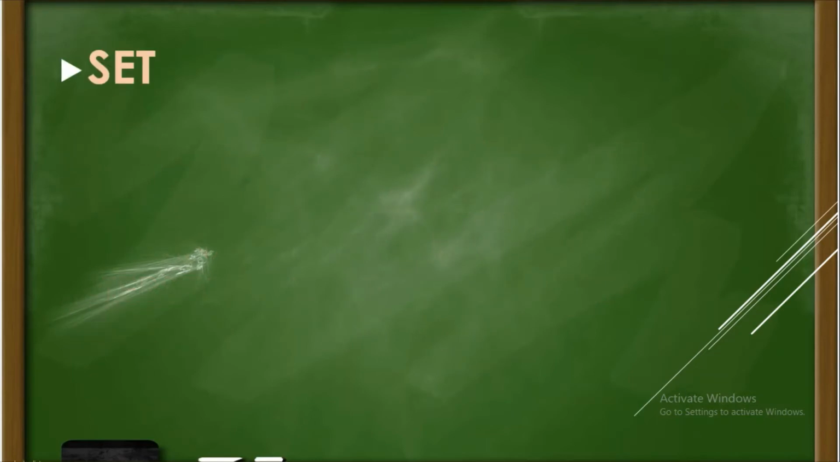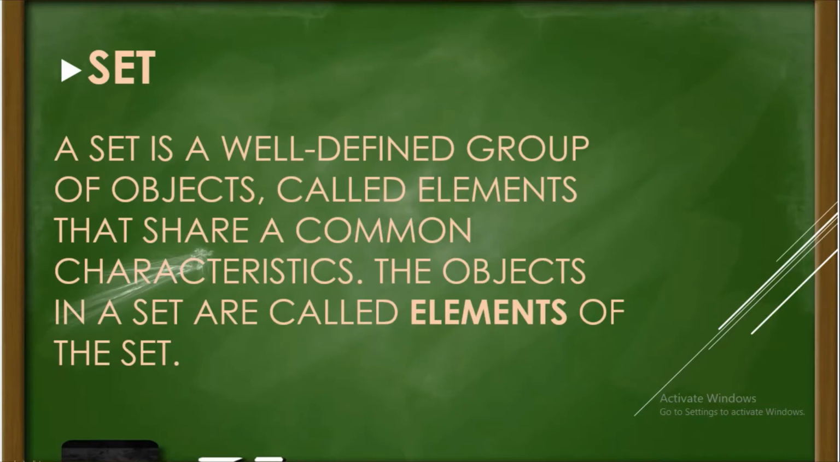So what is a set? A set is a well-defined group of objects called elements that share a common characteristic. The objects in a set are called elements of the set. So what does it mean?